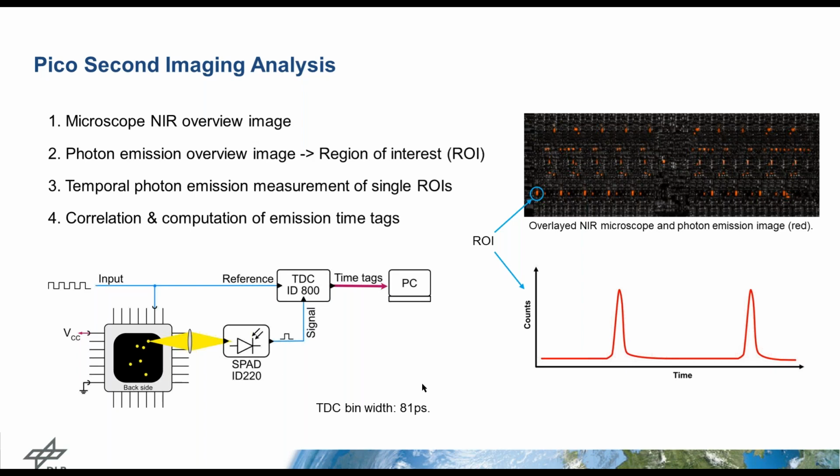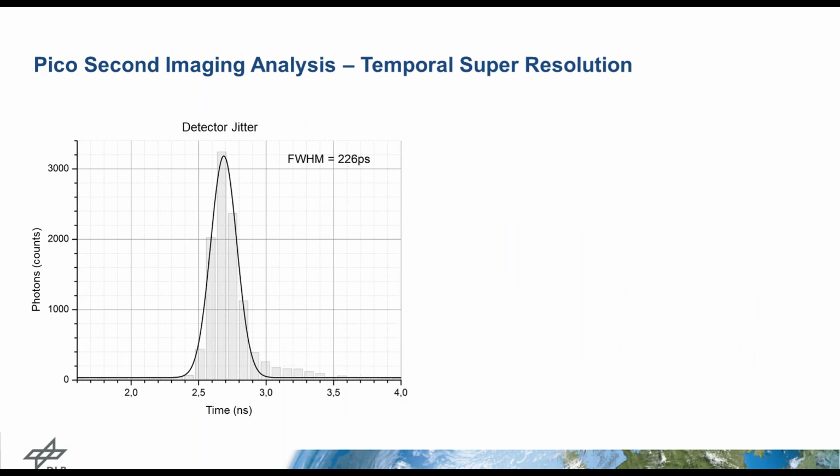But we can assume, as the time base of the TDC is 81 picosecond, that the internal one is more precise. So we think that should be possible. But first, the question is, what is the overall jitter of our system? We measured it for a single photon. This is the overall jitter of the TDC, of the spot detector, and of our device under test.